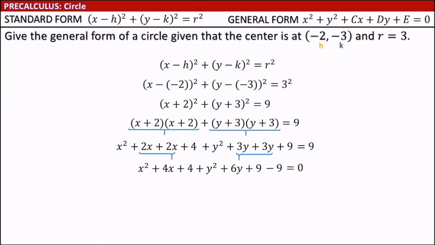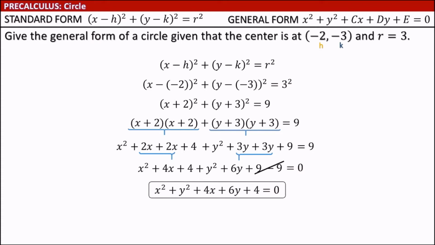Mapapansin nyo yung 9 minus 9. This will be cancelled. As our last step, let's arrange these terms according to the general form's pattern. We have x squared plus y squared plus 4x plus 6y plus 4 is equal to 0. Now, this is our final answer. Let's have our next problem.